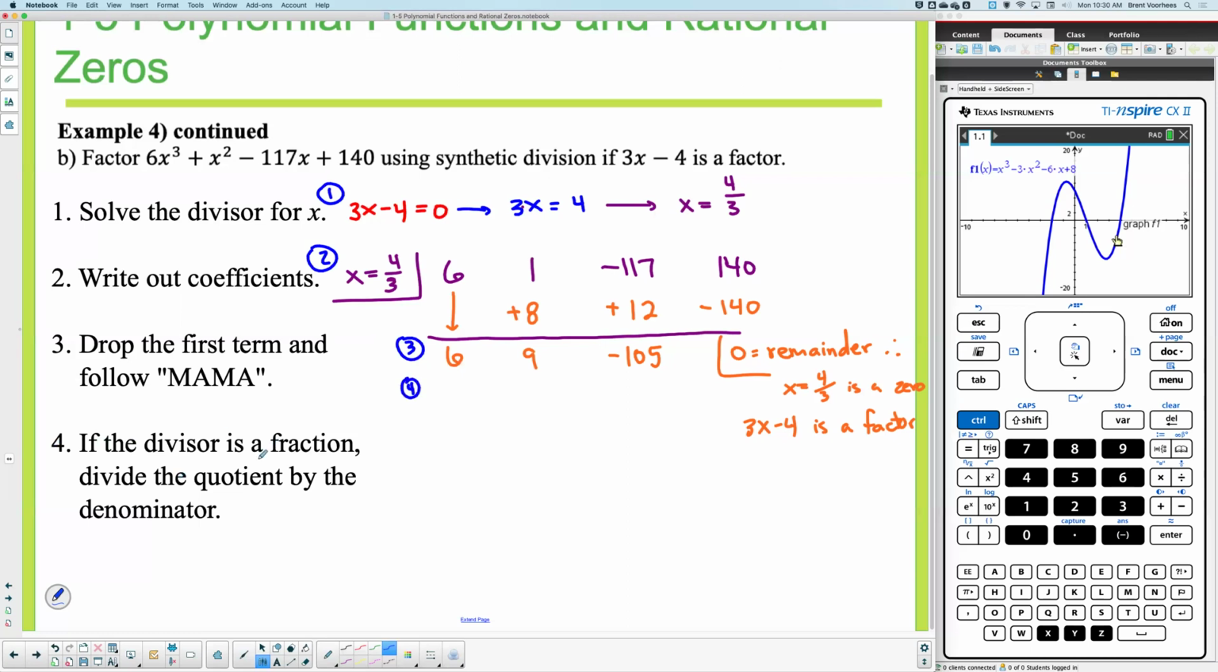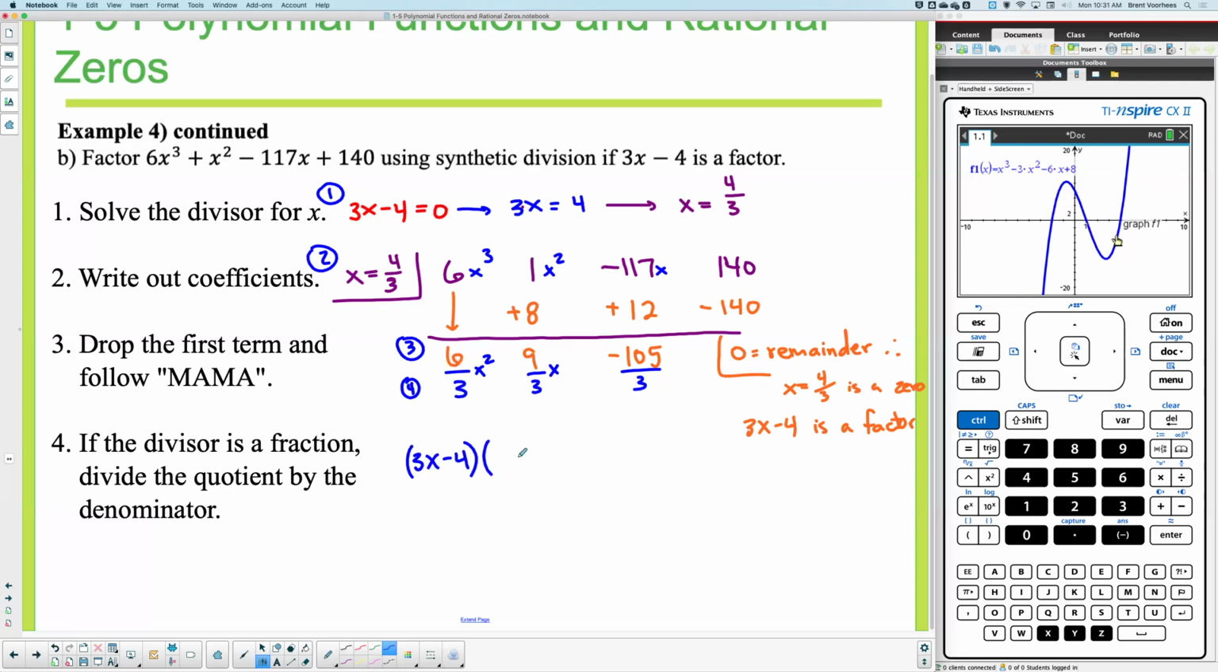It says if the divisor is a fraction. Is this a fraction? You divide the quotient. The quotient means the answer to division by the denominator. So everything gets divided by 3. Remember, this was an x cubed. When it drops, it loses a power. This was an x squared, so now it's just an x. This was an x, so it's now nothing. So what do we get for our answer? We're going to have 3x minus 4.